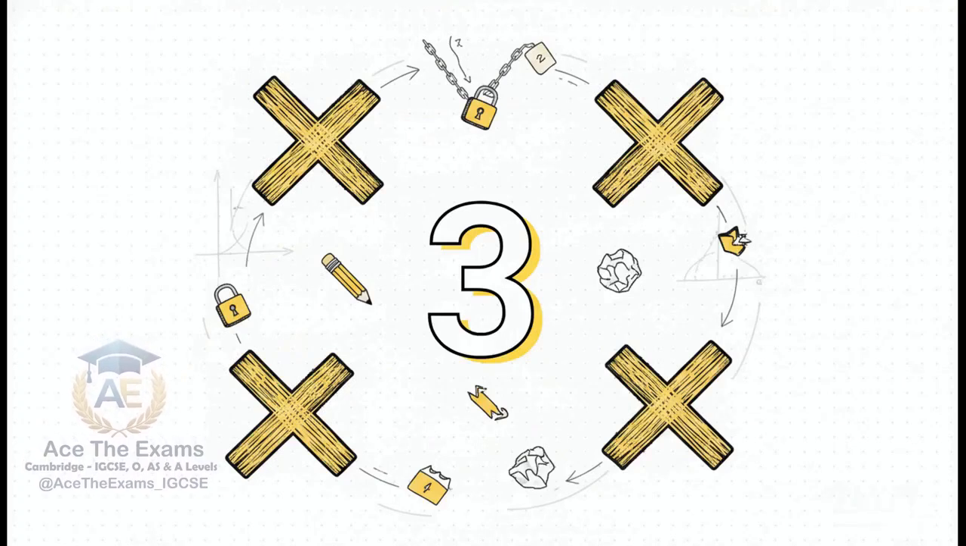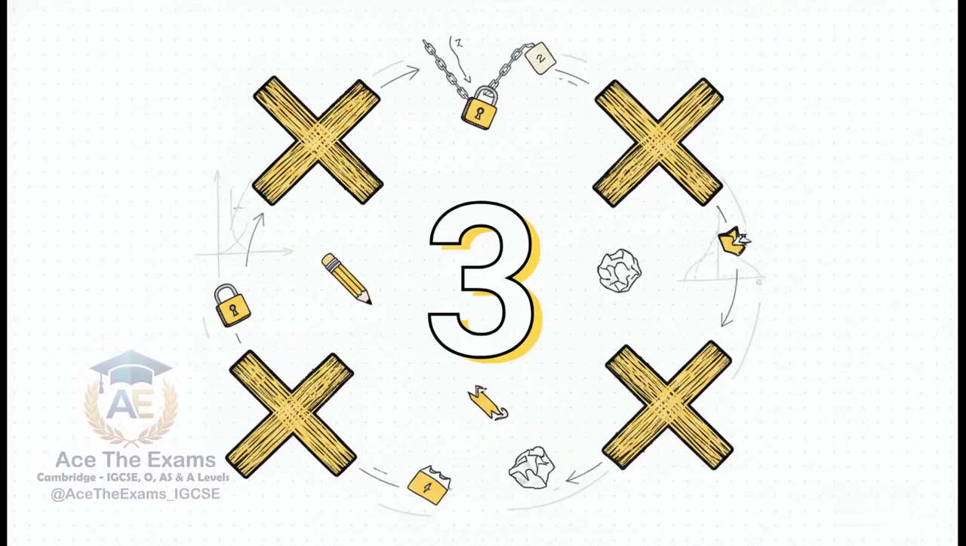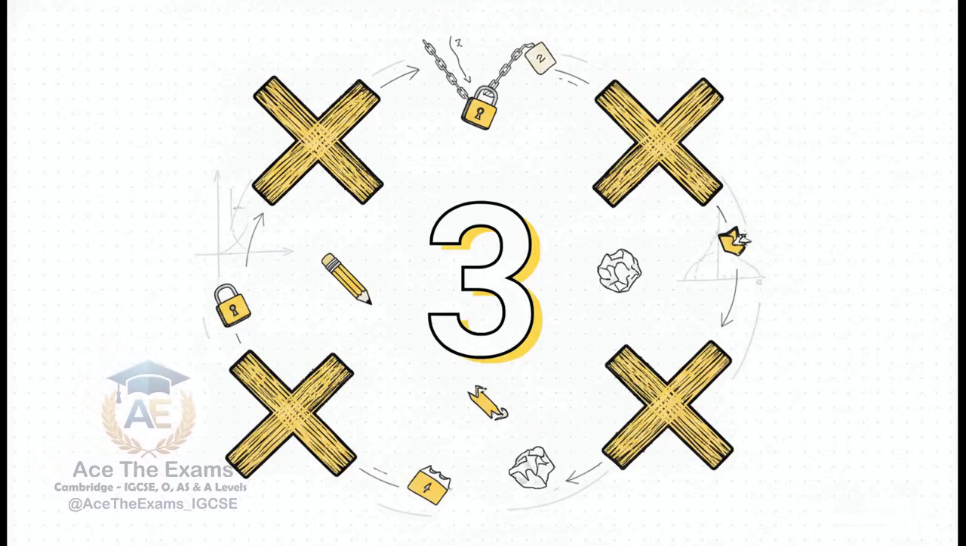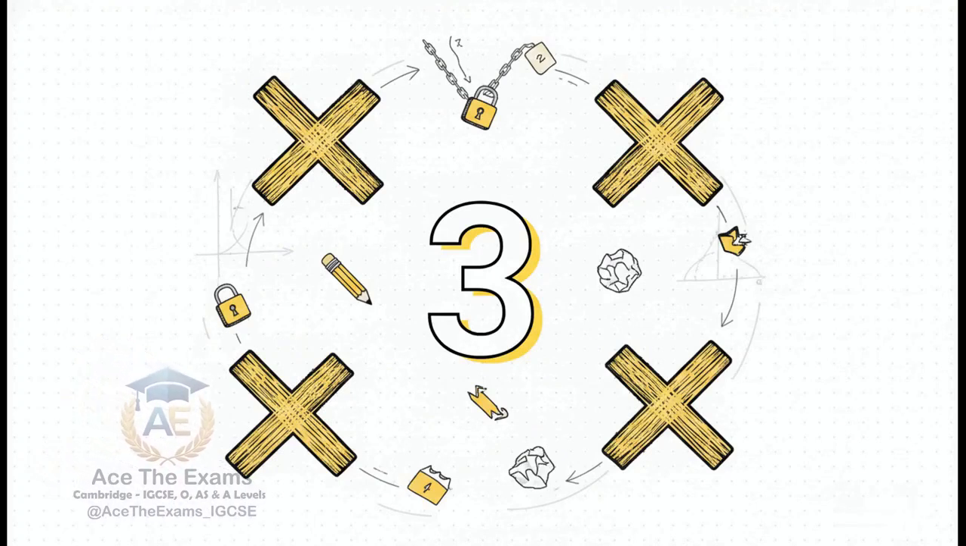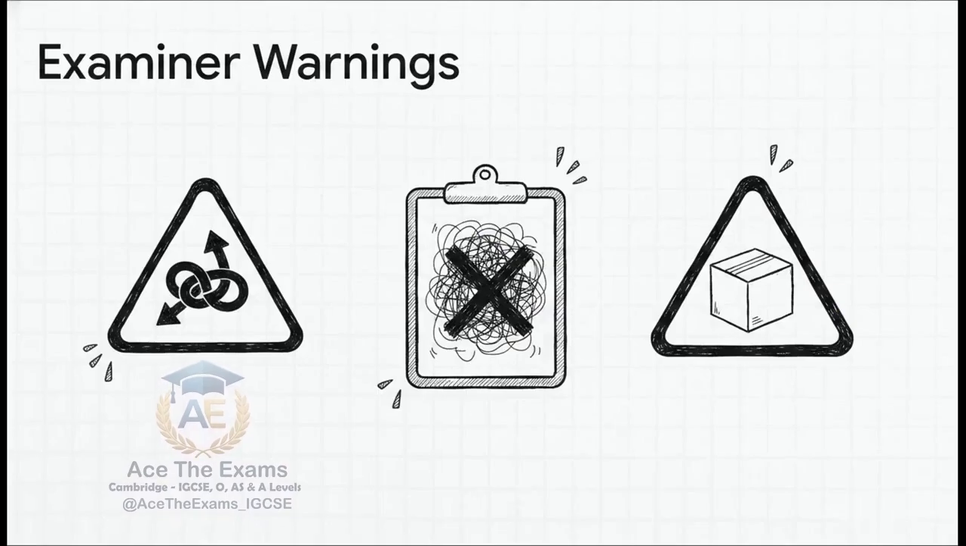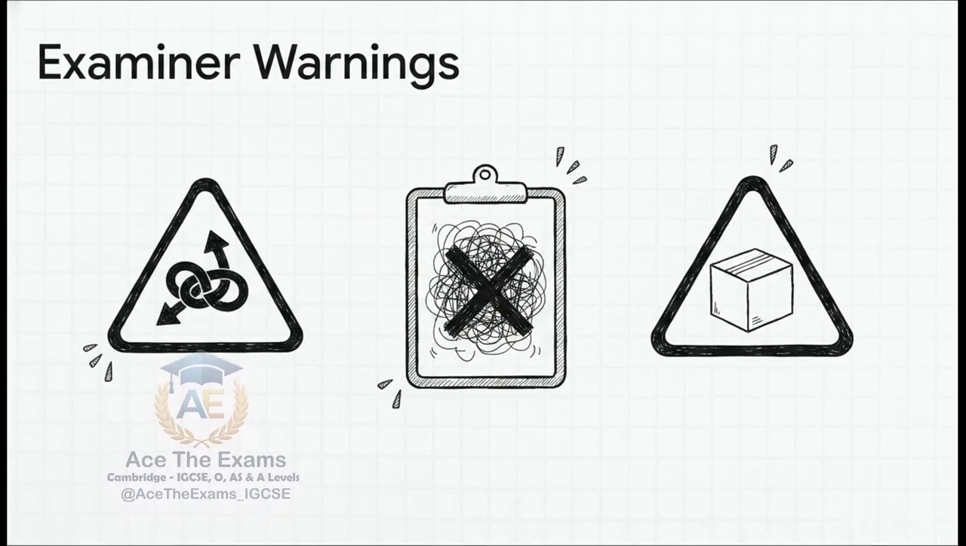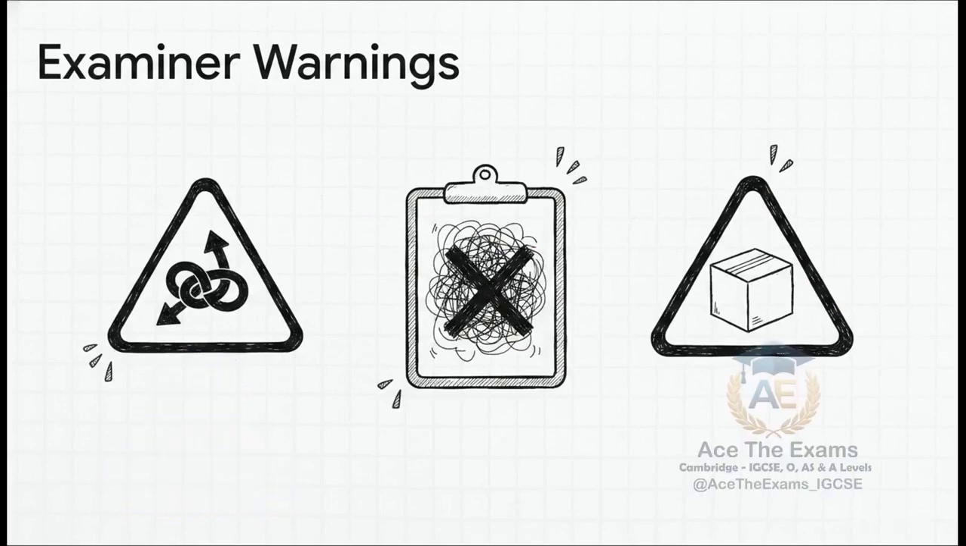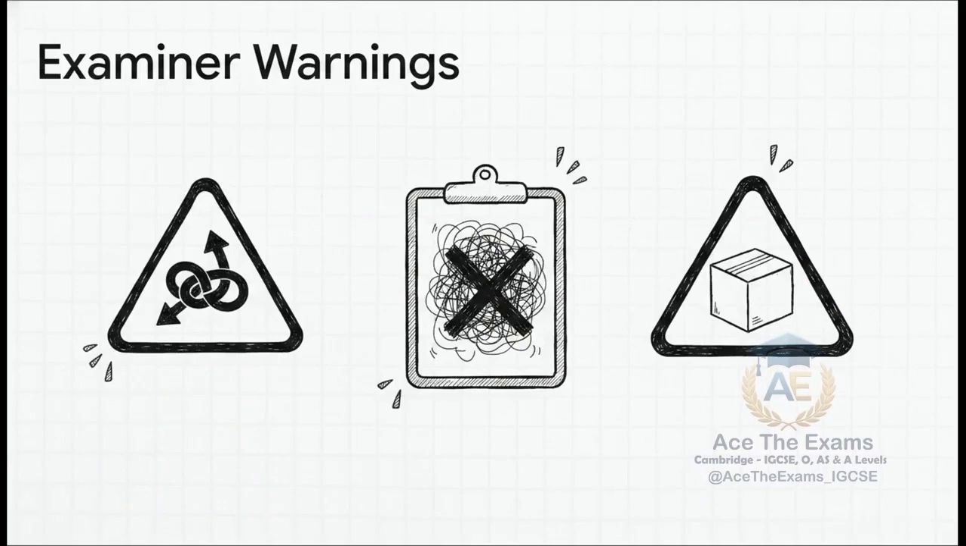There are exactly 3 fatal mistakes that ruin otherwise excellent, highly prepared exam performances. If you can avoid these 3 traps, you are already ahead of the vast majority of candidates sitting in that hall with you. Here are the 3 major pitfalls. Warning number 1. Examiners report that students frequently confuse cause and effect when initially setting up the differential equation. They get their proportionalities backwards.